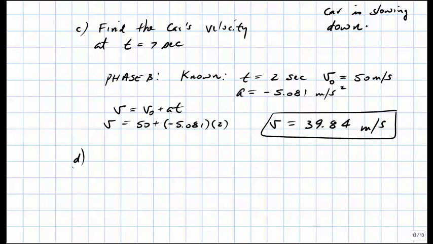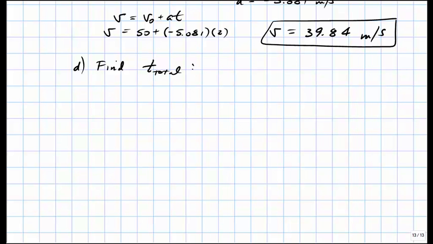In part D, we're asked to find the total time of travel. We'll just label it as T total. And again, whenever you have multi-phase problems, in order to determine the total time, we have to look at the time spent in each of the phases, or total distance, again, is a matter of evaluating the distance spent in each of the phases. So T total will just equal the time we spent in phase A plus the time we spent in phase B.